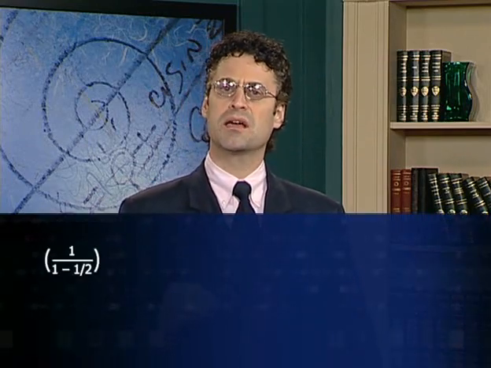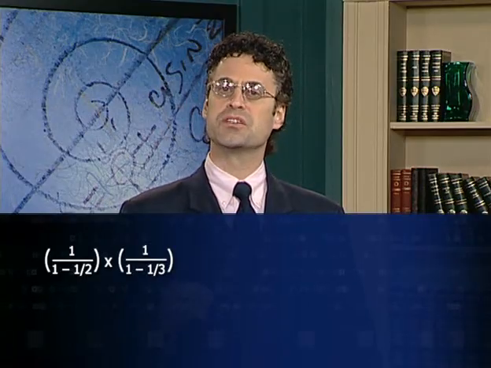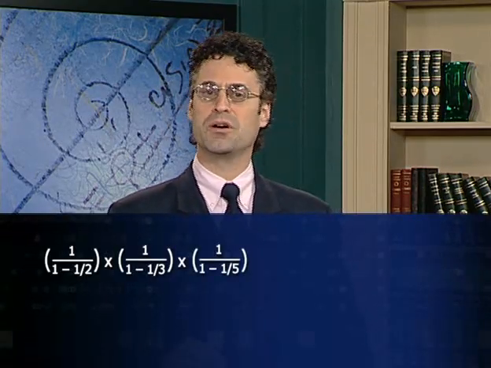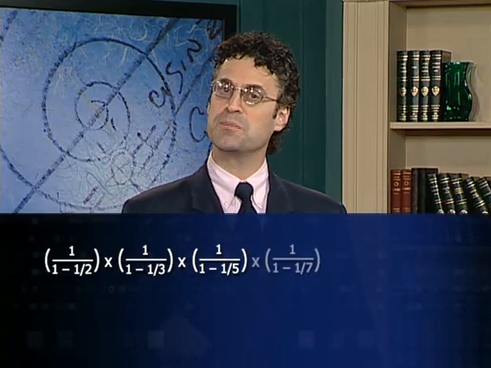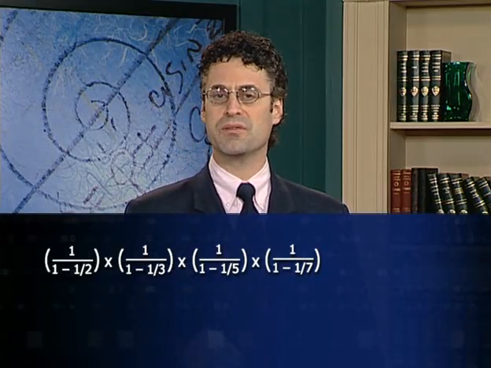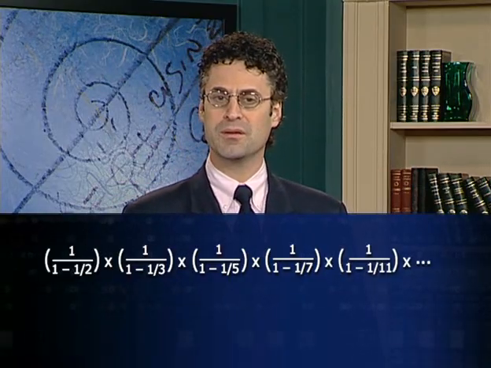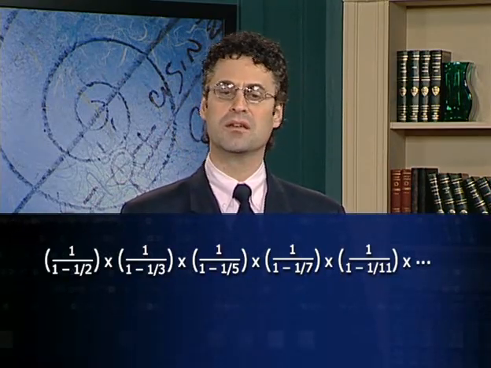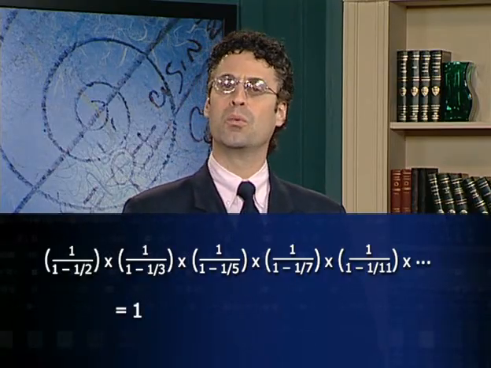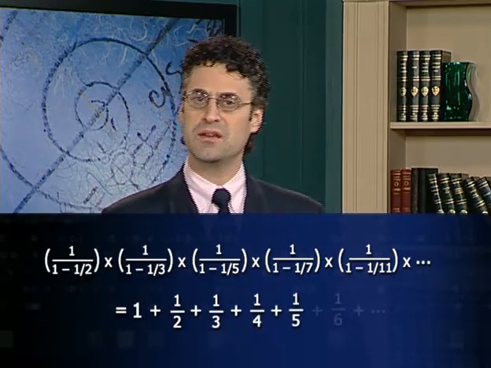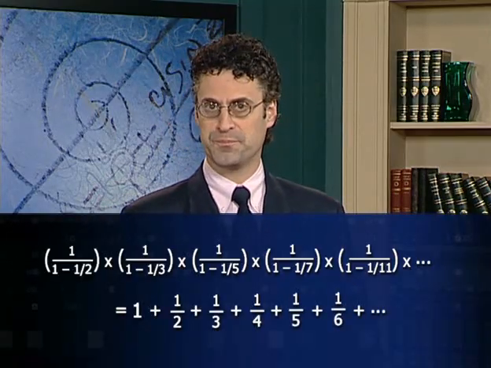Euler's formula states that if we take the reciprocal of 1 minus 1/2 times the reciprocal of 1 minus 1/3 times the reciprocal of 1 minus 1/5 times the reciprocal of 1 minus 1/7 times the reciprocal of 1 minus 1/11, and so forth for each prime, then that product will equal the sum 1 plus 1/2 plus 1/3 plus 1/4 plus 1/5 plus 1/6, and so on.